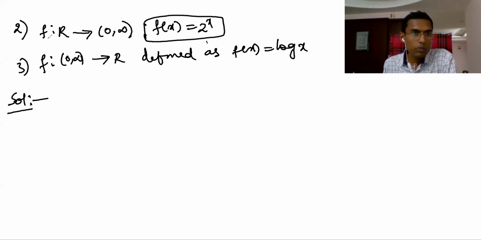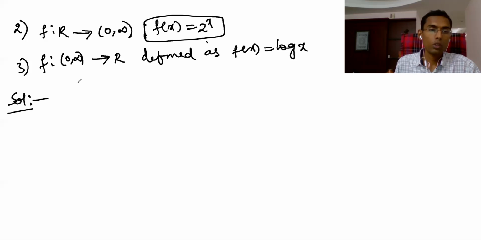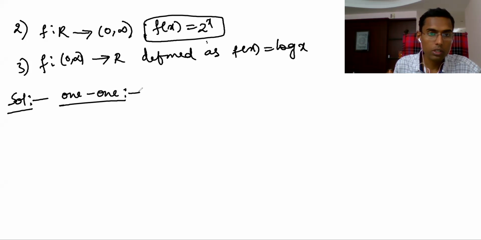Discuss. So first question, f maps R to 0 to infinity, defined as f of x equal to 2 power x. Whether this is one-one function or not is the question. So how do you know it's one-one or not? First, how do you check one-one? Different elements should have different images, no?